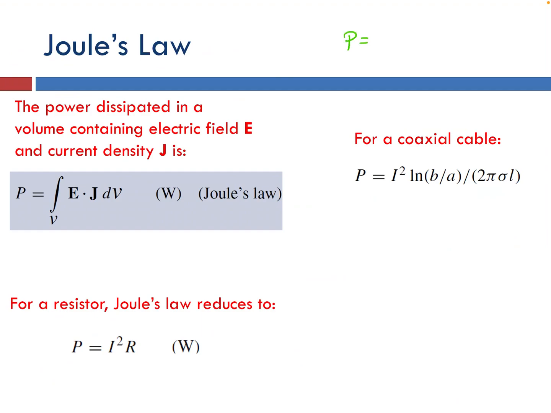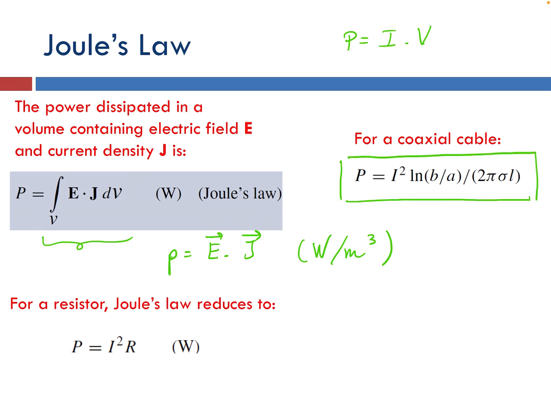Joule's law, that in the macroscopic form is the current times the voltage, can also be written in a differential or local form in terms of a power density. We can use a little p, that is the electric field times the current density, and is given in watts per cubic meter. So for a coaxial cable, we could use our current voltage result, where we have the current and we have the voltage in terms of the current, and we obtain the power. And from power density, to get the total power dissipated, we integrate in volume. And for the resistor, the power reduces to this expression too.